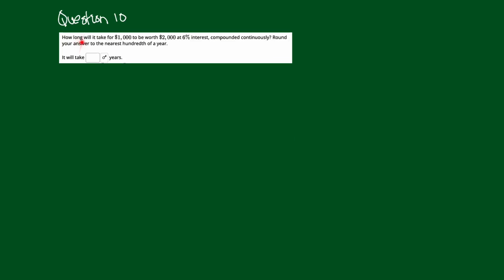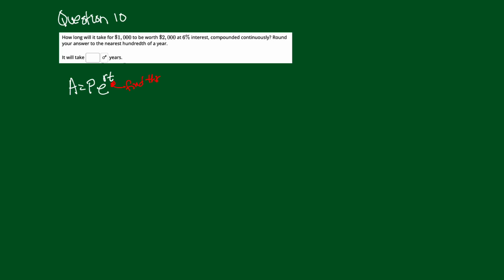Question 10 asks us how long it will take $1,000 to be worth $2,000 at 6% compounded continuously. Let's just write the continuous compounding formula. A, the amount that you accumulate, is equal to the amount that you invest times e to the rt. A is the amount that you accumulate, P is the amount you invest, r is the annual interest rate, and t is the amount of time. And we're asked for how long. So what we want to do is find this. It's in the exponent. So we have an exponential equation.